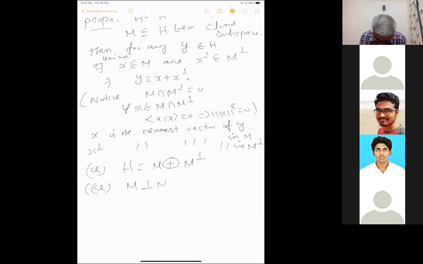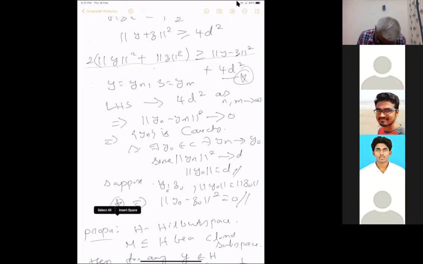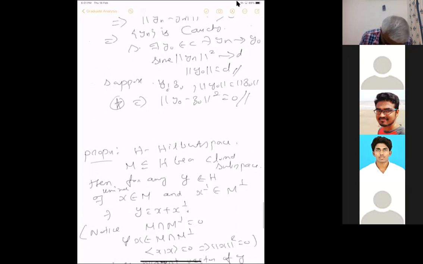And H equals M direct sum M perp algebraically. That's what we have said. M is orthogonal to M perp, of course, by definition. And we say H is M direct sum M perp in Hilbert space language if they are orthogonal. So maybe I should have defined it earlier. Definition.